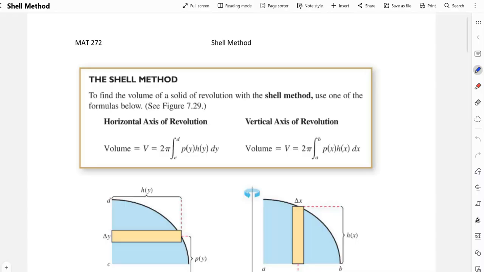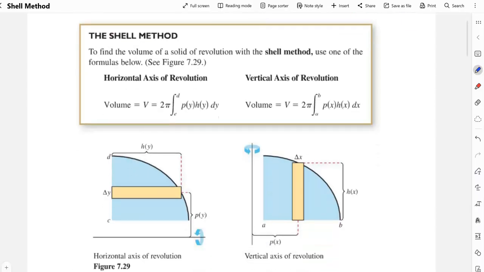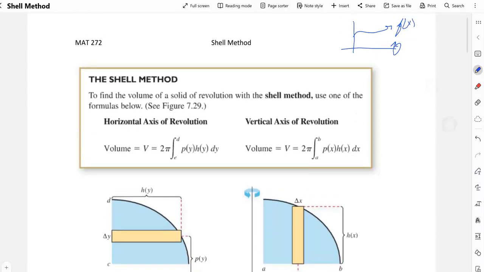So if you remember, in the last video we talked about the disk method, where we took a solid of revolution. Let's say this is my f of x and I'm rotating about the x-axis. So I'm creating something that's going to kind of look like a vase here. And I cut everything into discs. So I sliced it this way and I drew a representative line here.